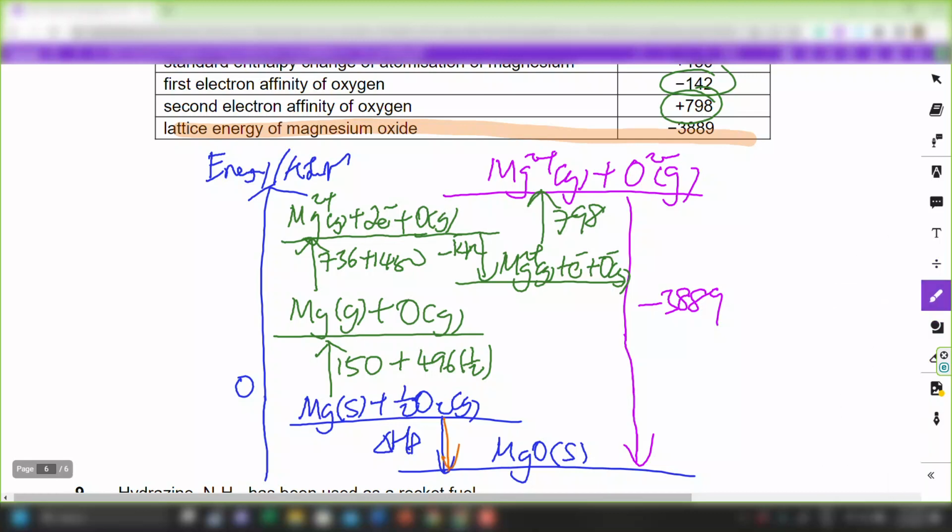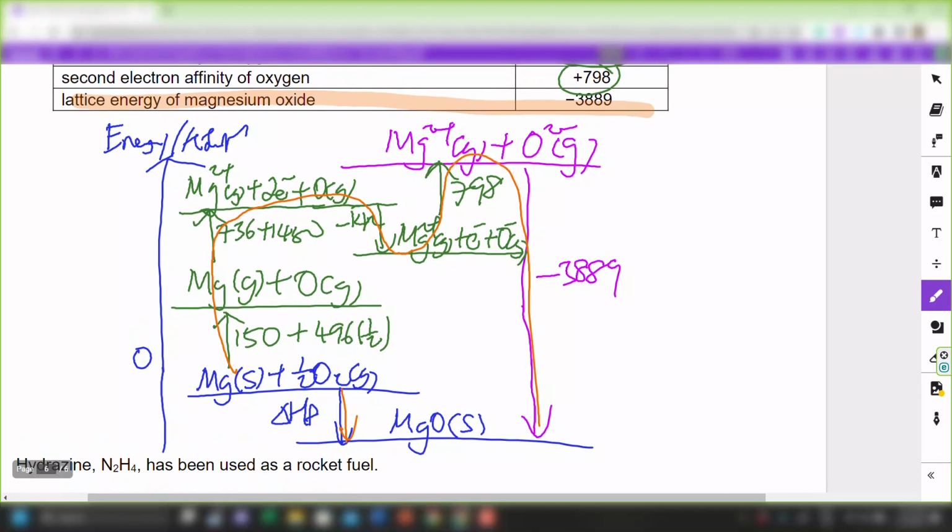And then after that, I need to find out this, right? So I'm going to move like this, like this, like this, and like this. Against the flow of the arrow, switch the sign. Go with the flow of the arrow, no need to switch the sign. So the enthalpy change of formation of MgO will be equal to 150 plus 496 times half plus 736 plus 1450, and then minus 142 minus 798.